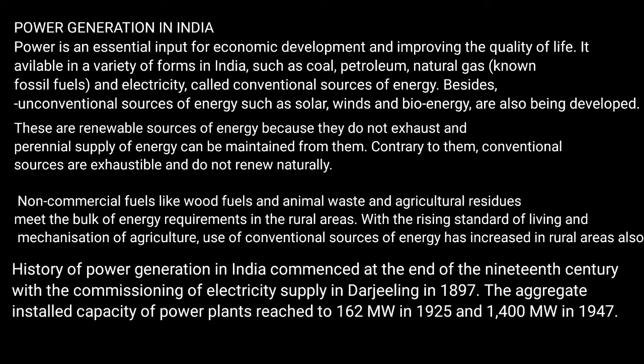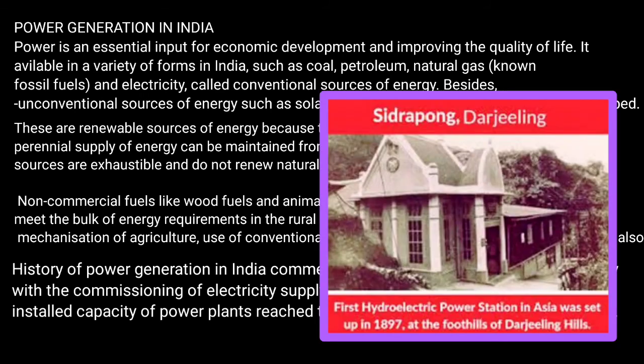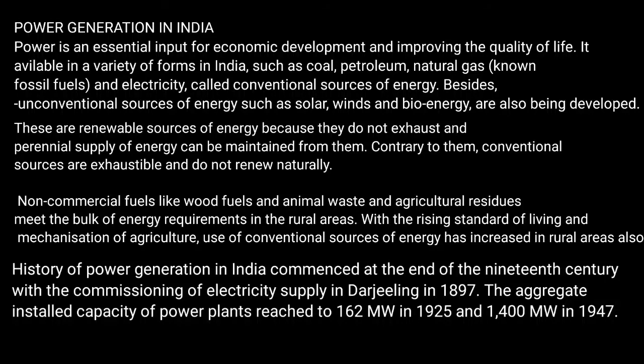The history of power generation in India commenced at the end of the 19th century with the commissioning of electric supply in Darjeeling in 1897. At Sidrapong, Darjeeling, the first hydraulic power plant was established. The installed capacity of power plants reached 162 megawatt in 1925. With more efforts, it reached 1400 megawatt in the year 1947.